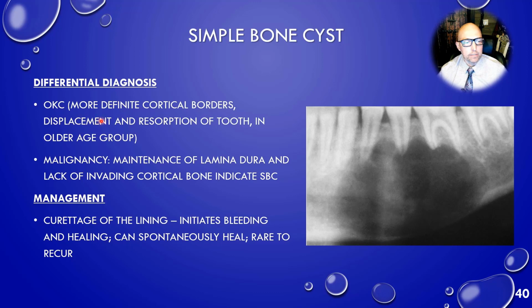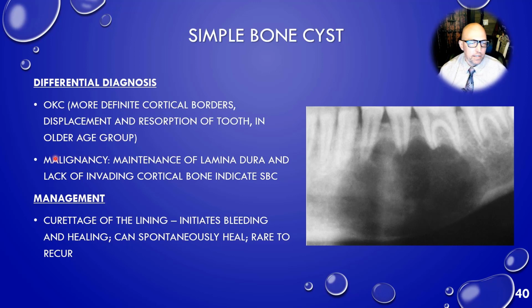More likely to cause displacement and root resorption in tooth. Simple bone cyst, really you're not going to see that unless just secondarily you happen to have resorption of the tooth. OKCs also in an older age group. Remember simple bone cyst, what was that? That was in your teens to 20s on average. OKC can occur in patients that young, and it is younger than most other lesions, but maybe a little bit older on average than your simple bone cyst.